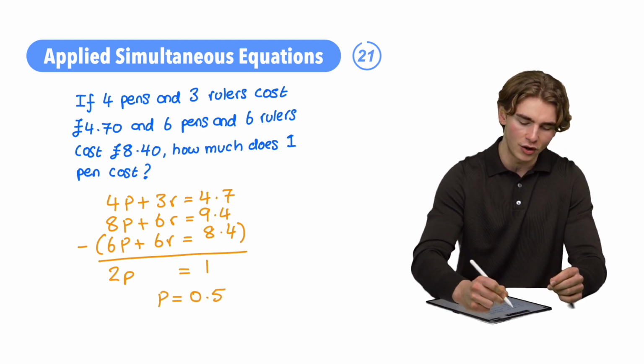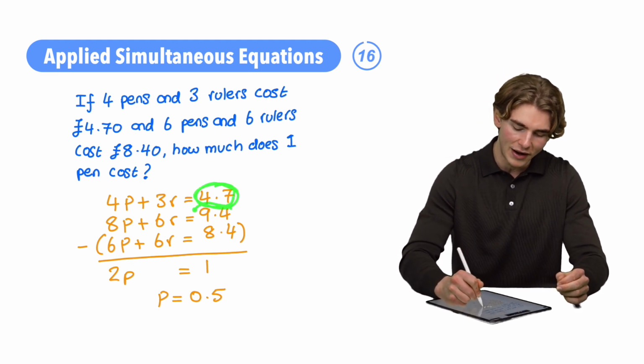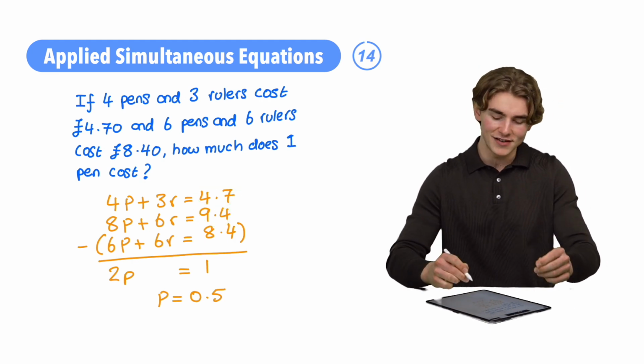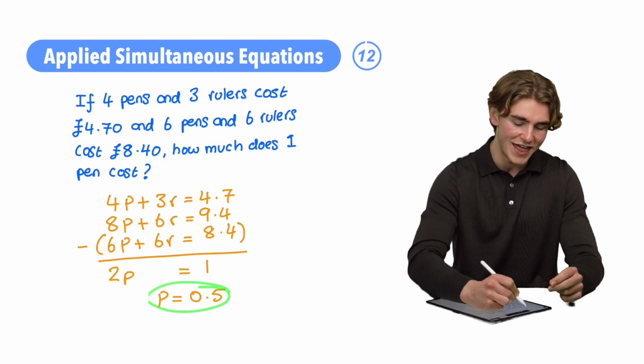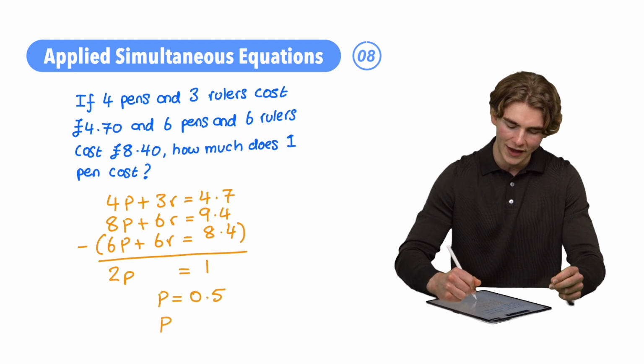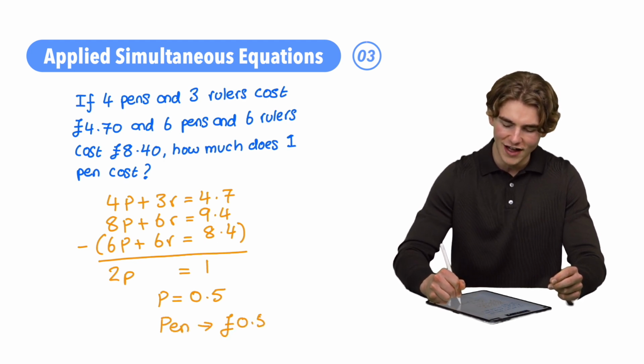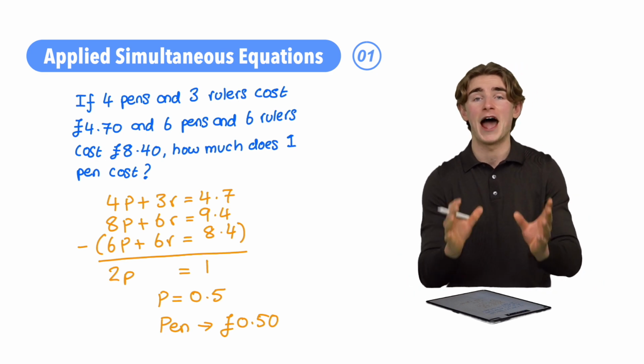Now, let's think about the context. What did we do? We swapped £4.70 for 4.7, £9.40 for 9.4. That means that if a pen is 0.5, that's going to mean that it's 0.5 pounds, which is 50 pence. So how much does 1 pen cost? A pen costs 50 pence, 0.50 pounds. That's going to be our answer.